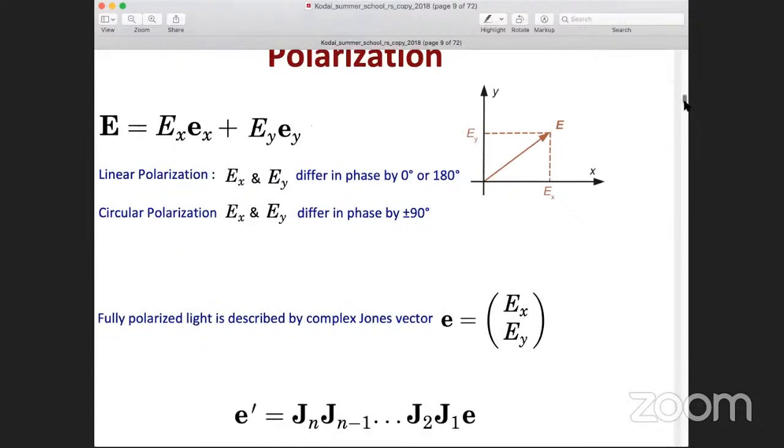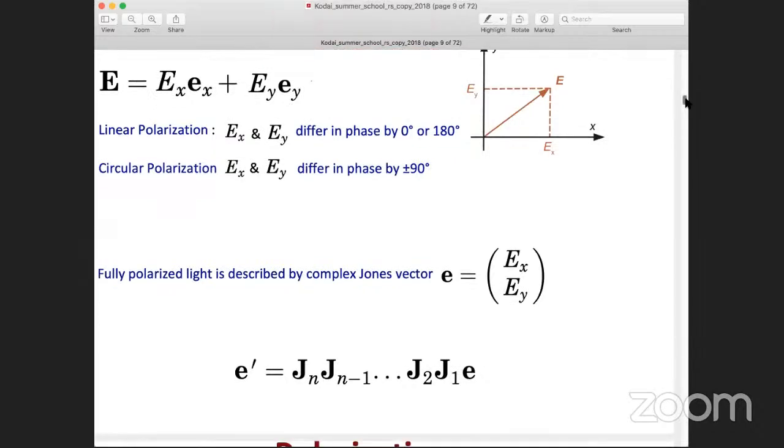In general, any fully polarized light can be described by a Jones vector, which represents the X and Y components of the electric field. If the polarized light passes through a medium, the medium can change the polarization properties. The output polarization is given by E prime, and E is the input polarization state of the beam. What the medium does is described by the Jones matrix of that medium. If you have multiple media which change the polarization state, then we multiply all these Jones matrices to get the effective polarization. These are some of the standard procedures we use.